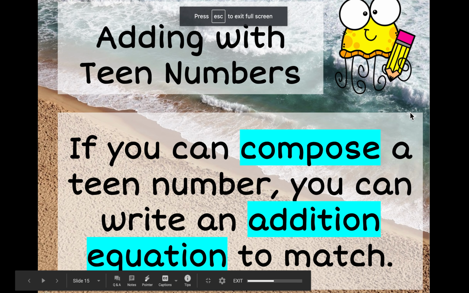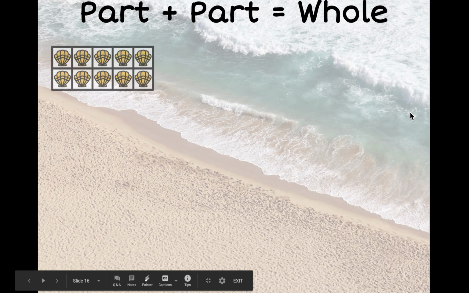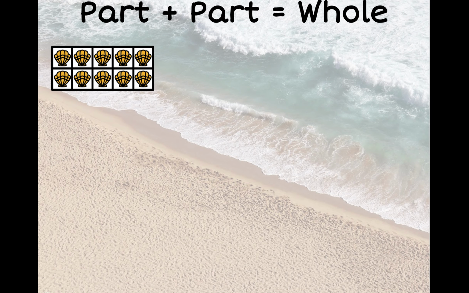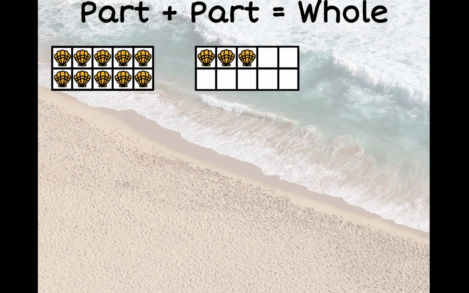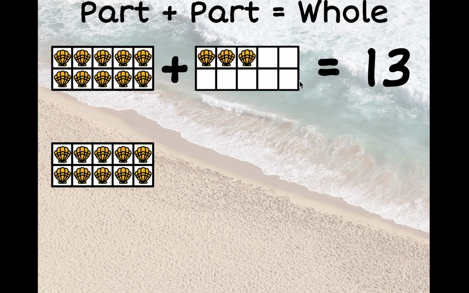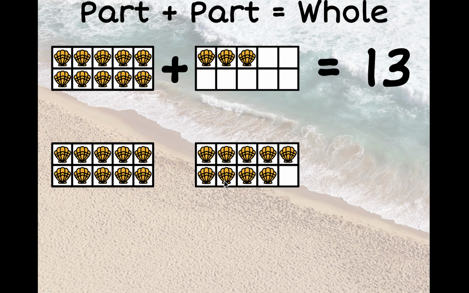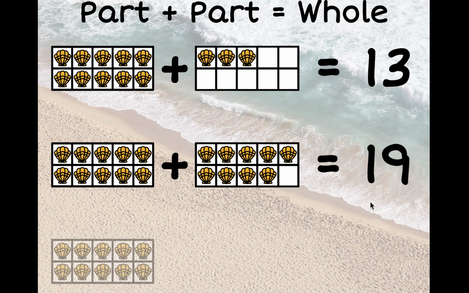And we're going to look at some addition equations. So, part plus a part equals a whole. Part, whole. That's something probably you're like, oh, I hear my teacher say that in my sleep. So the part here is 10. The other part is 3. So 10 plus 3 equals 13. It's a piece of cake. You've got this. What's this part right here? 10. What's that part? 9. So 10 plus 9 equals 19.